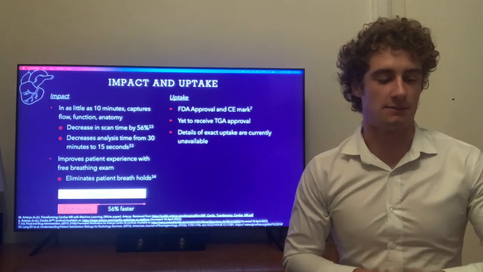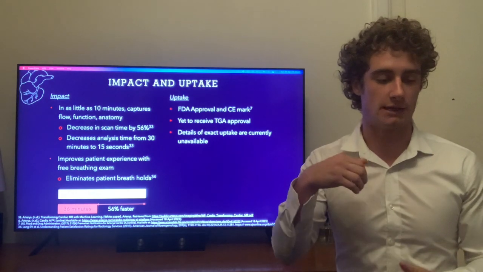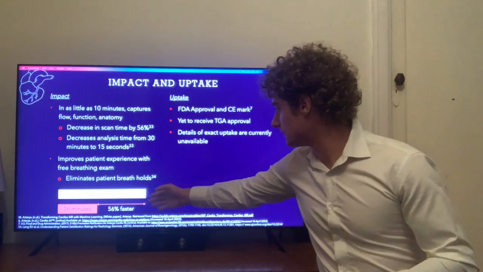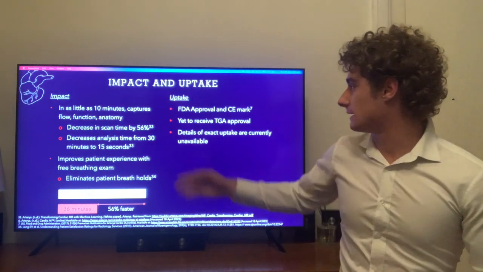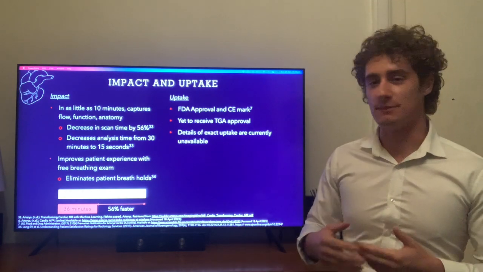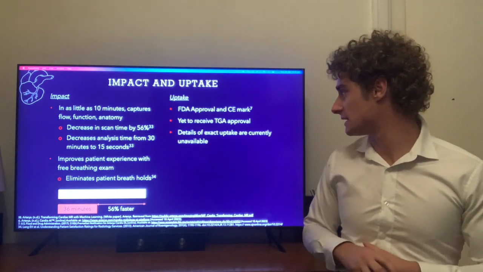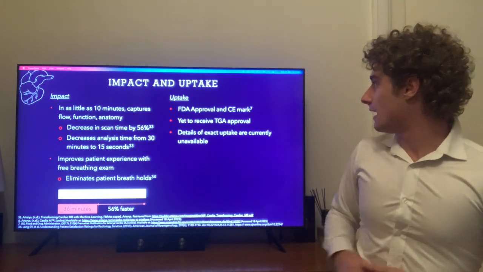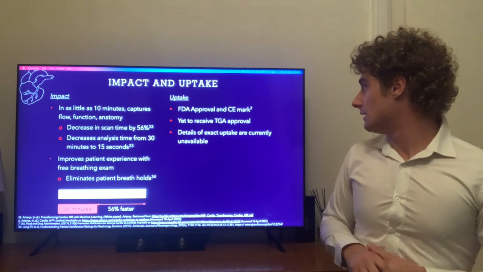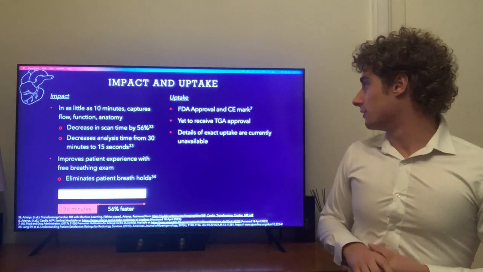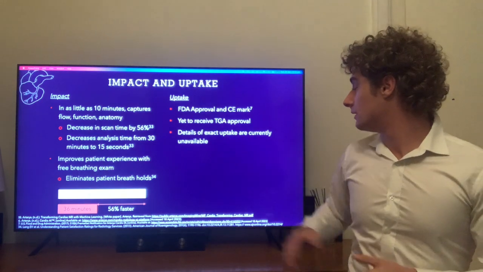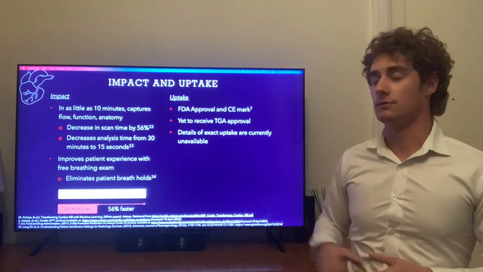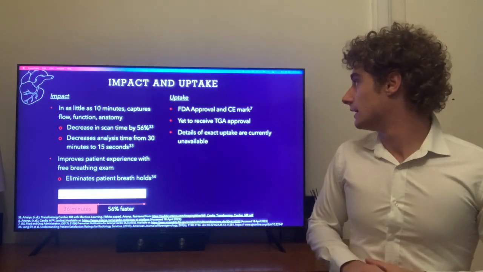Now, the impact and uptake, in as little as 10 minutes, they're able to capture flow, function, and anatomy, decreasing scan time by as much as 56% as in one case, as you can see here, and decreasing analysis time from the manual method of 30 minutes to just an automated method of just 15 seconds, improving patient experience by eliminating the need for patient breath holds. And the uptake, though there are no details of uptake available, FDA approval and CE mark enabled this to be distributed in the United States and in Europe. However, the technology is yet to be approved in Australia.